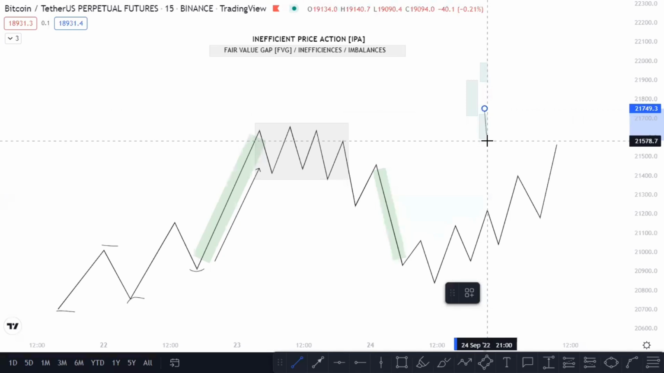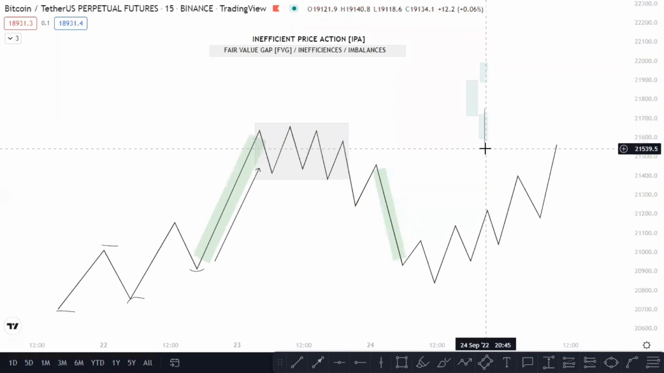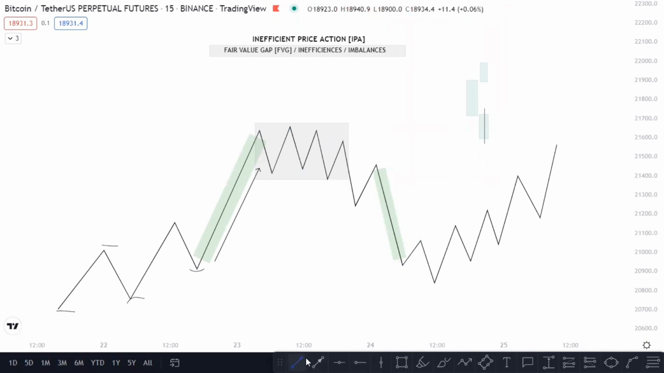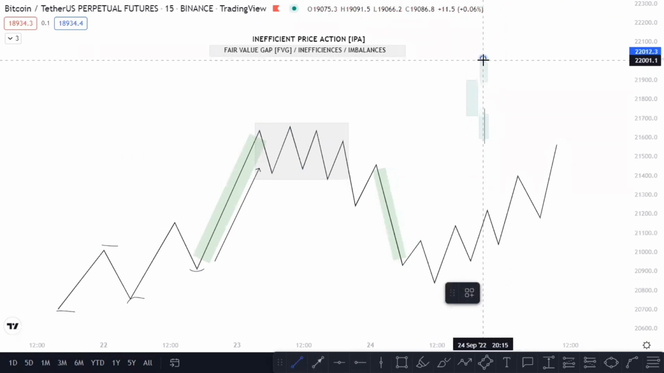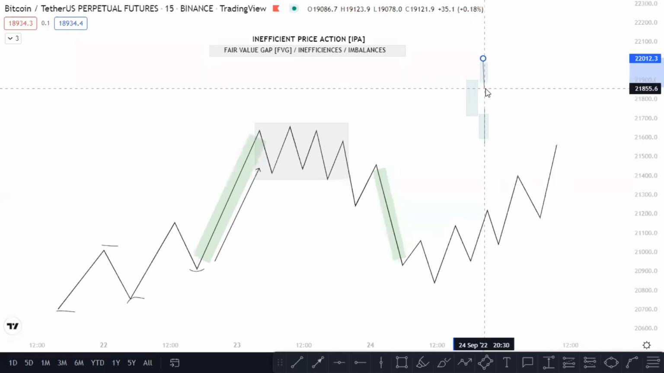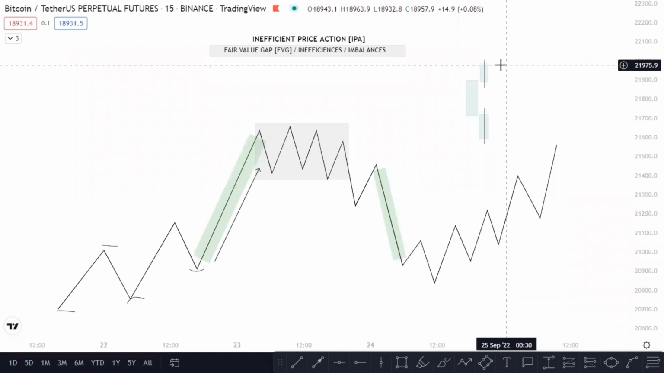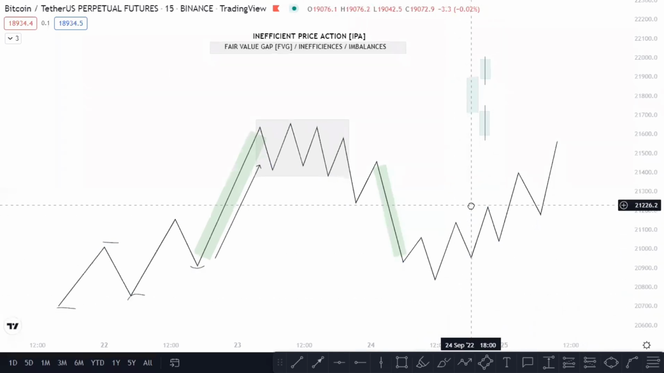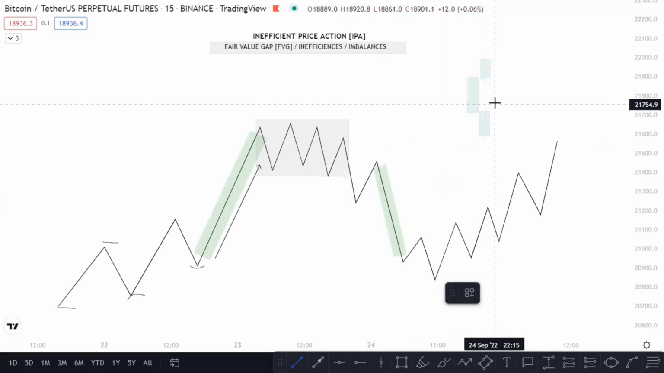Fair value gap. So let's mark our FVG at this point. Let's take this body a big away. So now in your charts, when you see something like this, the FVG at this point occurred in this region.